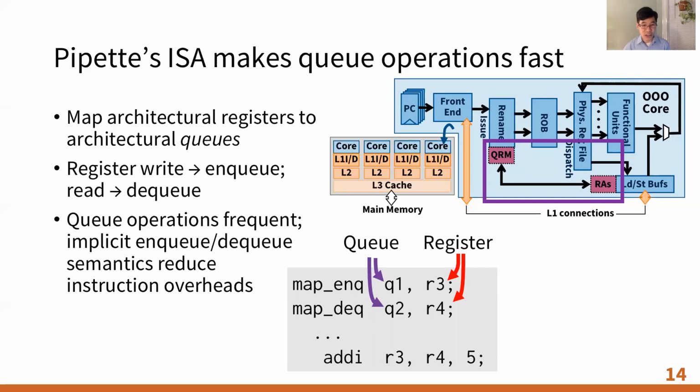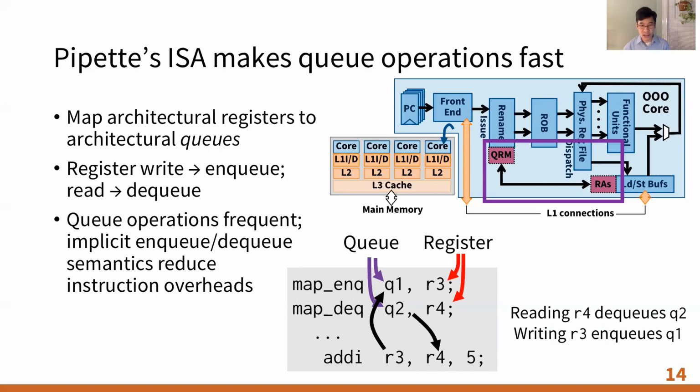So an instruction that reads R4, adds 5 to it, and writes it to R3 corresponds to a DQ of Q2, adds 5 to it, and NQs it into Q1. We notice that register renaming already uses a lot of queue-like structures. For example, when we allocate a register, we DQ a register from the free list, and when we commit an instruction, we enqueue the newly freed physical register IDs back to the free list. We may as well use it to build actual queues.